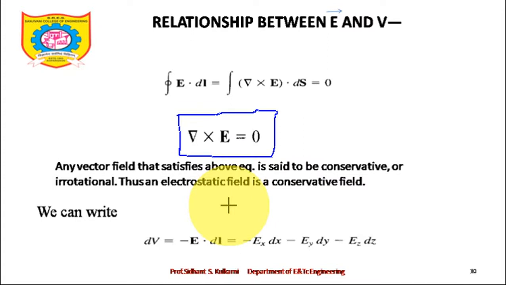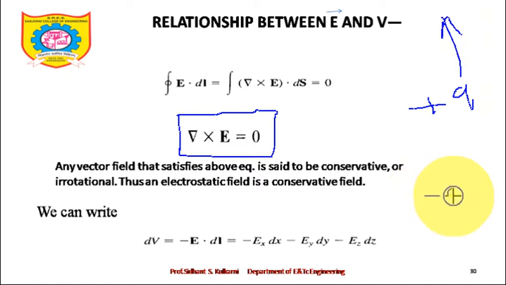Conservative field means it has a source point and a sink point. That means if it is a plus q point, then it will be radiating electric lines of force. If it is minus q, it is accepting, so electric lines of force will start from infinity and terminate on minus q. So it has a conservative nature.